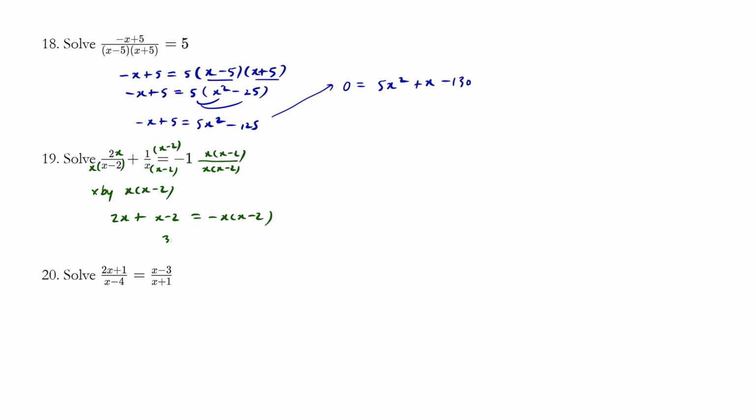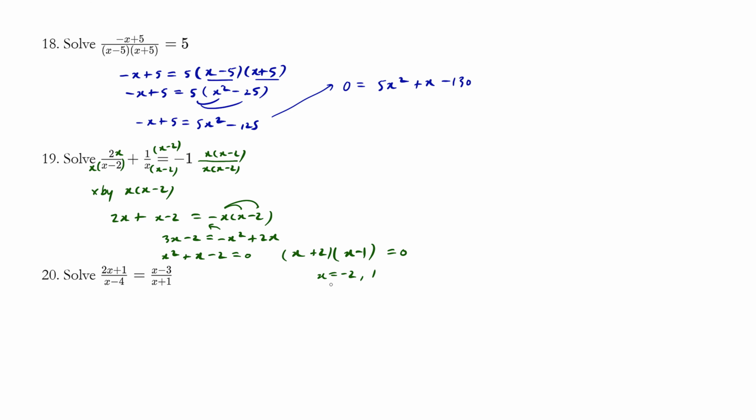2x plus x is 3x. Feed the dog, feed the cat. And let's throw everything to the left. So we have x squared, 3x minus 2x is plus x, and we have minus 2 equals 0. Let's try factoring. Let's try plus 2 minus 1. Looks good. So the potential answers are x equals negative 2 or 1.